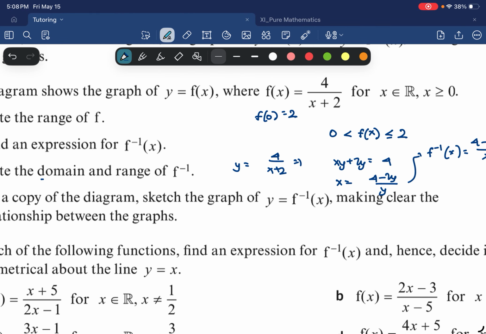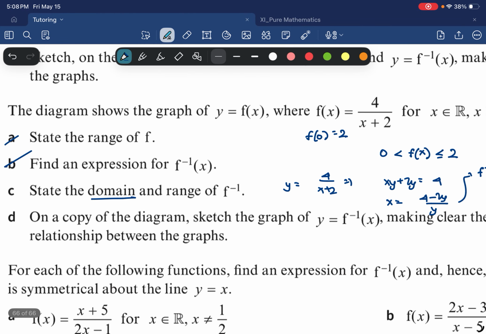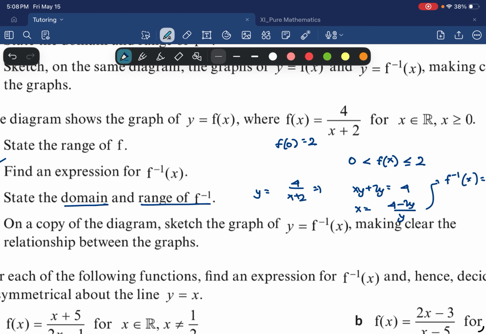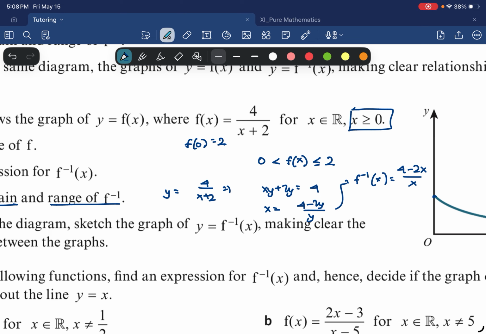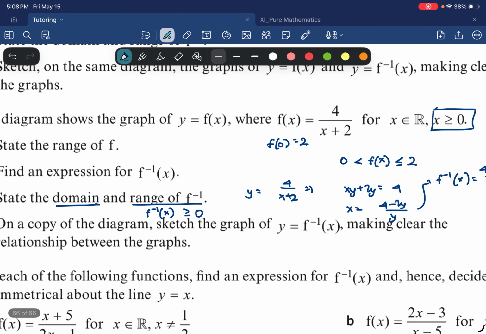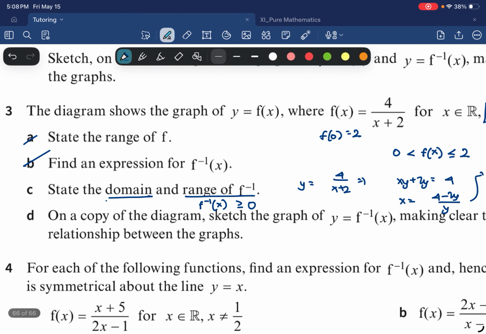Now, I know the domain and the range of f inverse of x, right? I know both of these. The range of f inverse of x is going to be the domain of f of x. So f inverse of x is going to be bigger than or equal to 0. That is going to be my range of f inverse of x. The domain is going to be the range of f of x. So the domain is going to be this expression.